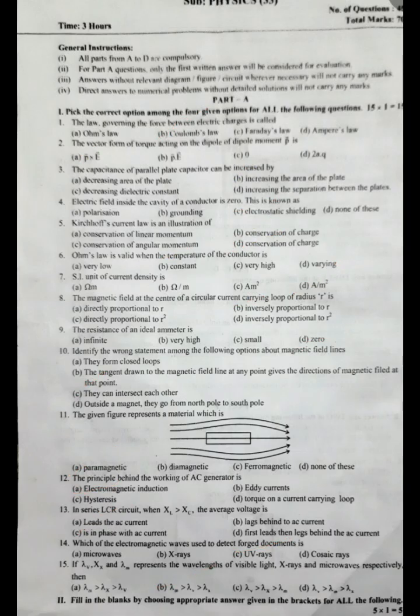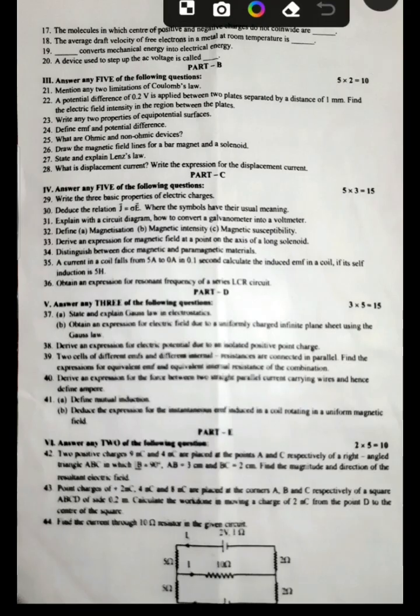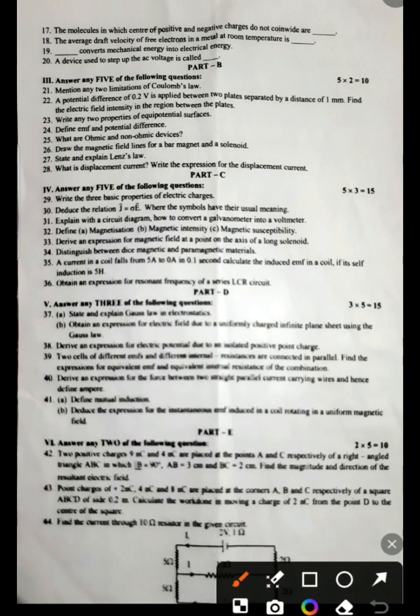Now let us move to the fill in the blanks questions. The amount of charge present per unit area on the surface of a charged sphere gives its. Charge per unit area is nothing but surface charge density. Surface charge density is the answer. And the next question is, the molecule in which the centers of positive and negative charge do not coincide is called a polar molecule. So here the answer is polar molecule.